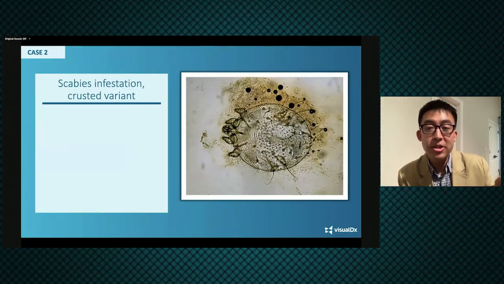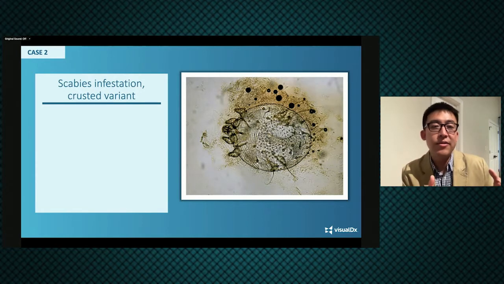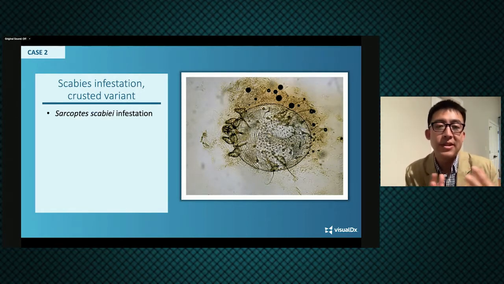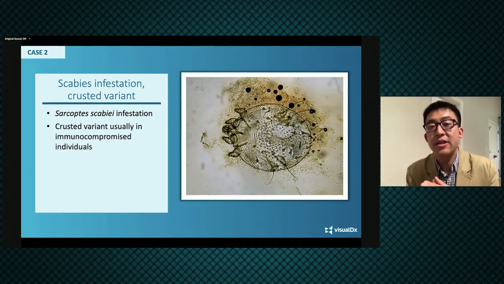So the original picture that I showed you of that scaling on the foot, that's basically crusted scabies, or an infestation of Sarcoptes scabiei. The crusted variant usually happens in immunocompromised individuals. This is actually a pretty common story that I've seen in my clinical practice, where the patient gets immunocompromised because of a medical condition. In fact, I've also seen people who had scabies, became immunocompromised because a dermatologist started immunosuppression for that original rash, and then they turned into having the crusted variant.